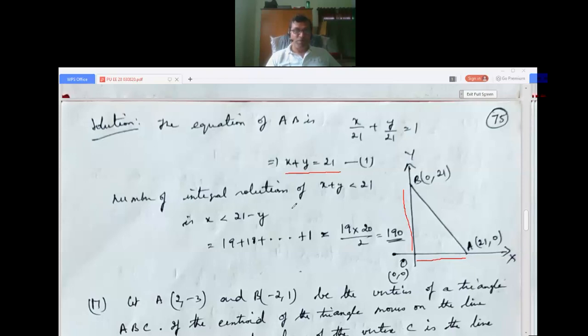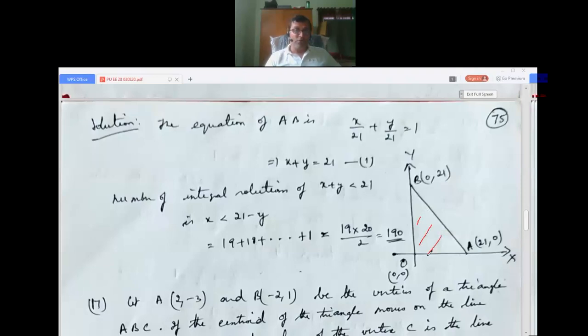So we need the number of integral solutions of x plus y less than 21. This is the equation of AB. Now the number of integral solutions which are less than AB, because it is given that the points are inside the triangle. This line is x plus y equals 21, so we need the number of integral solutions of x plus y less than 21, which lie inside.